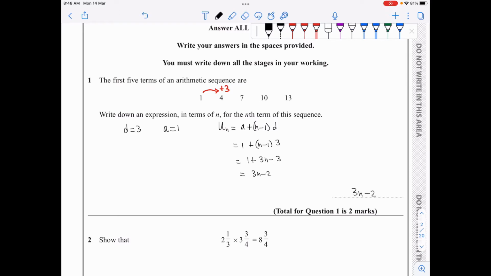An alternative way would be to see that since I keep adding 3, it has to do something with 3n. So I would say un is 3n. And then I need to make sure that when I substitute n is 1, I get that u1 is 1. So I need to make a small correction, and that correction will be deducting 2. So that when I put n to be 1, I get u1 to be 3 times 1 minus 2. And therefore, I am indeed starting at the right place.